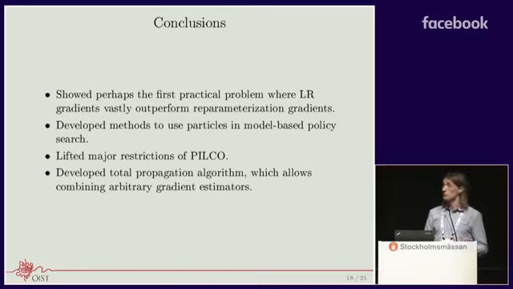I hope that this will be used to create many new model-based policy search algorithms, as well as the total propagation could also be used for other applications. And I hope that it will be used a lot.